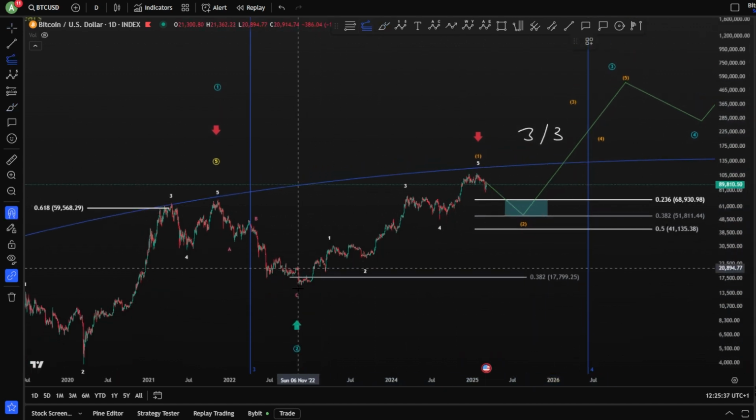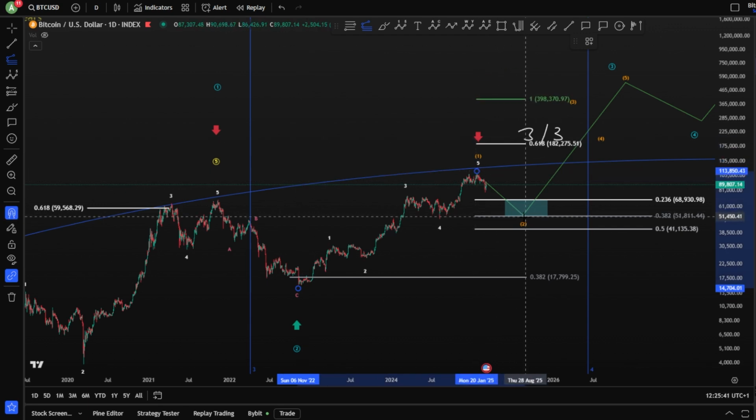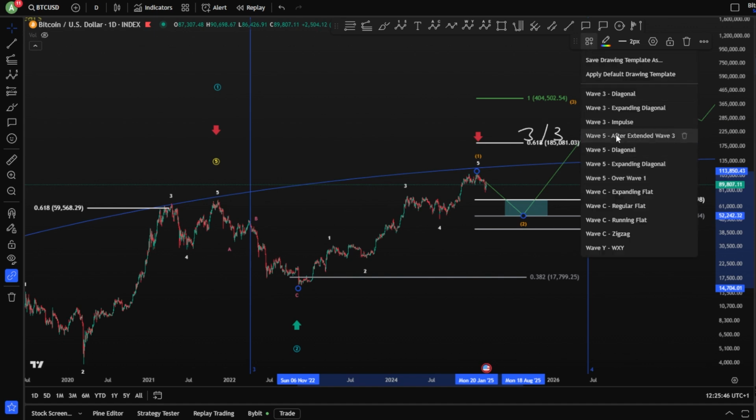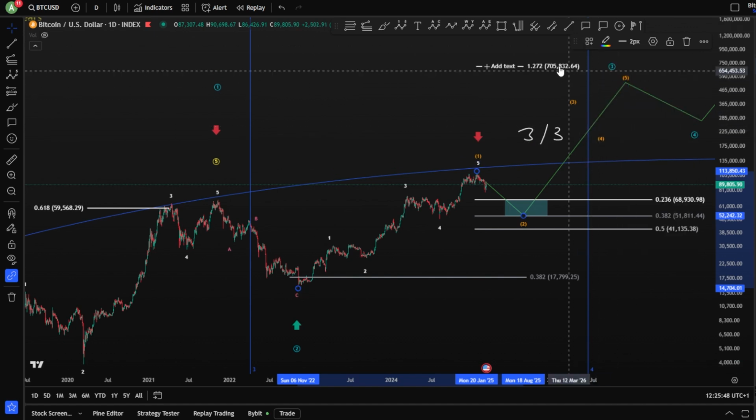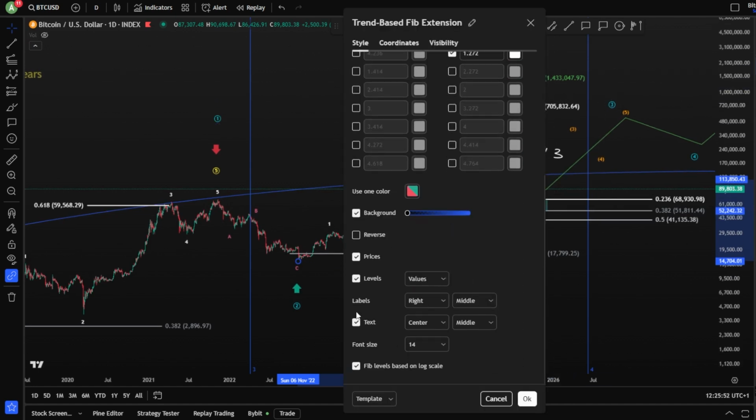If we get here the fib levels, as you can see, if we get a wave 2 here, let's say even the minimum target for a wave 2, your wave 3 as an impulse will be very, very high. If we remove the logarithmic fibs at least, this is what you get, guys.